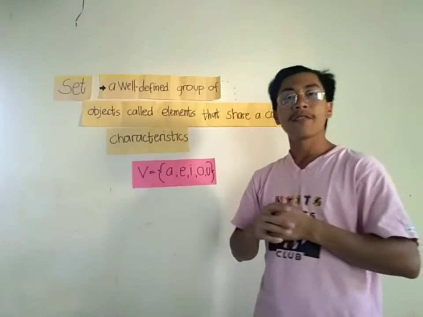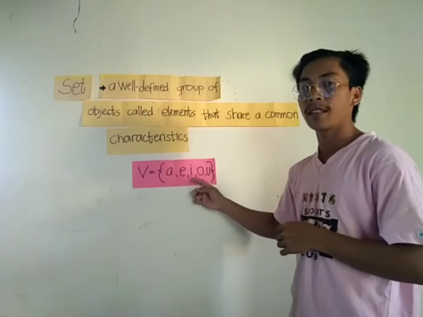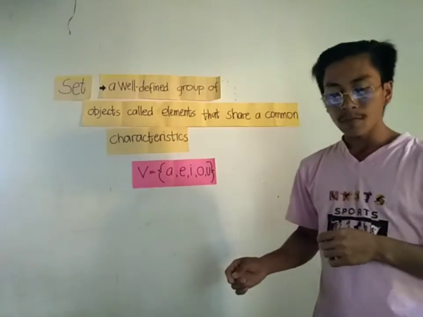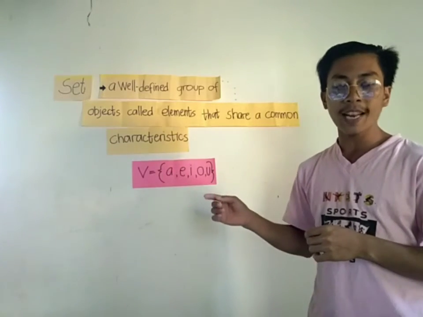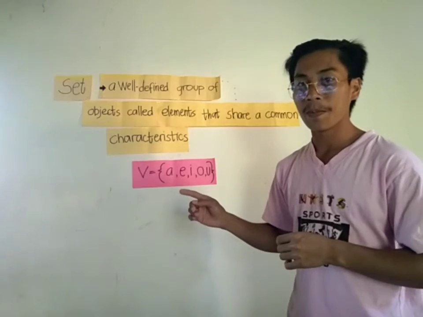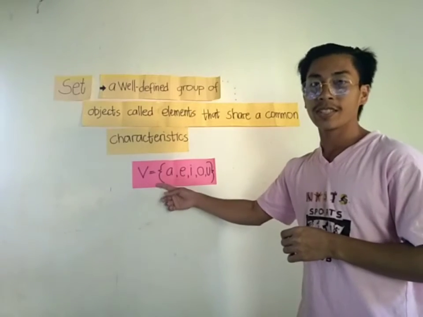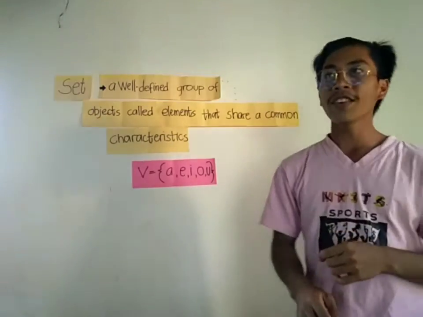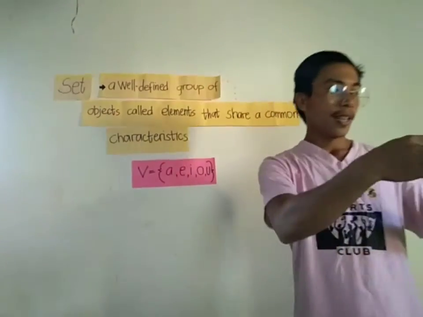So what are the vowels? We have a, e, i, o, u. This is our vowels. The next one denotes the list of elements in a set. It's called curly braces. This is a curly braces. It denotes the list of elements of the set. Get it? Another example: the primary colors. What are the primary colors? We have red, blue, yellow.